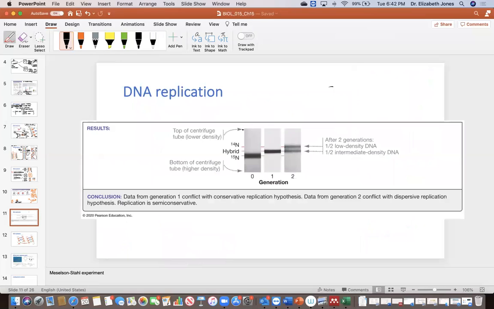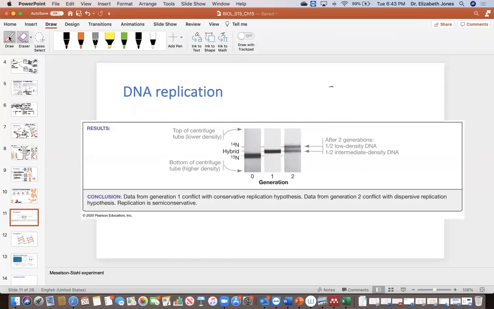So this is our first sample. These are the E. coli that all grew in heavy nitrogen solution, okay? So I just wanted to point that out. So you can see that we've centrifuged this test tube, and this little dark spot right here, this is the radioactive part of the nitrogen that you're seeing. This radioactivity made a stain on some photographic film, and that's how we got this image.